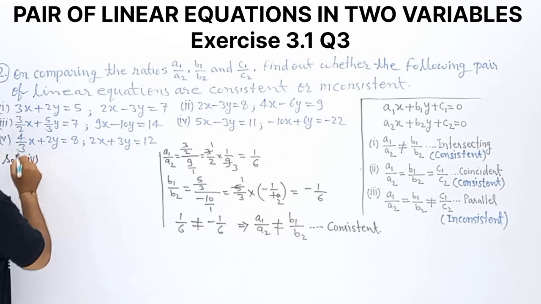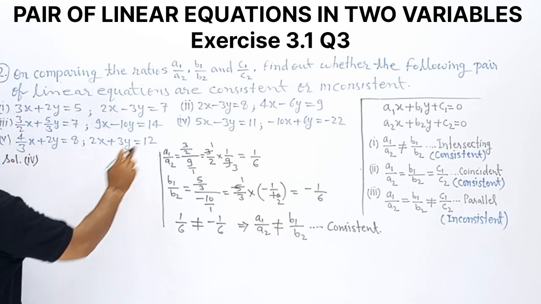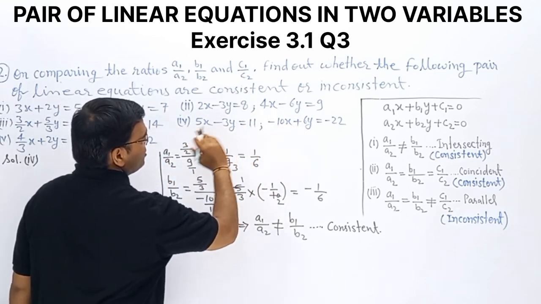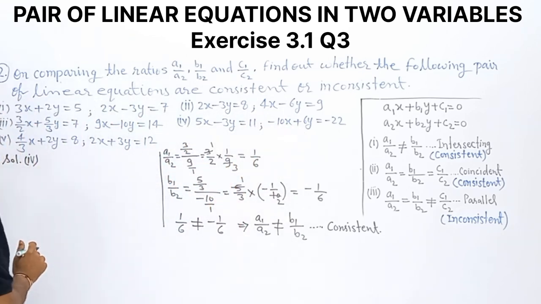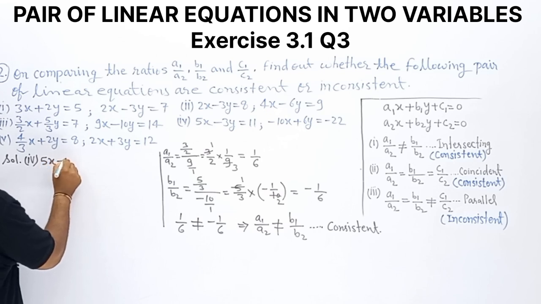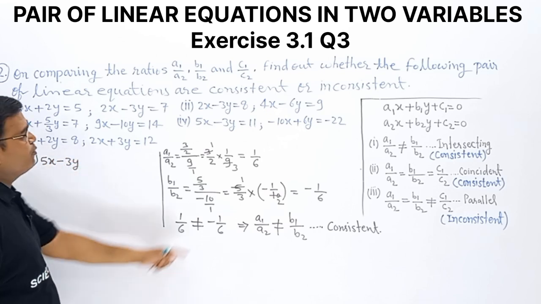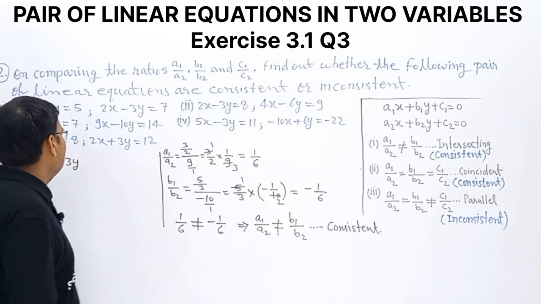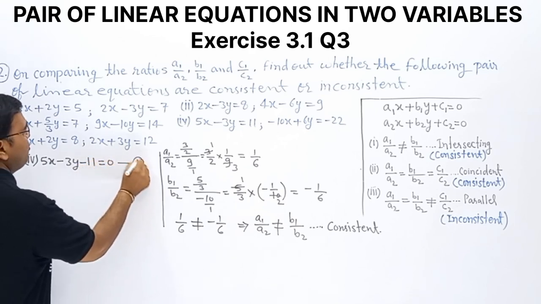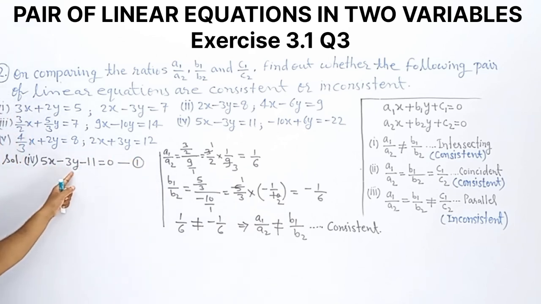The 4th one I am taking. What about this one? The 4th one is this one. Again it is not in the general form. First we will write it in the general form. So what will be the general form? 5x minus 3y, transpose 11 from right to left, then this will be minus 11 equal to 0. Equation number 1 we are getting: 5x minus 3y minus 11 equal to 0.